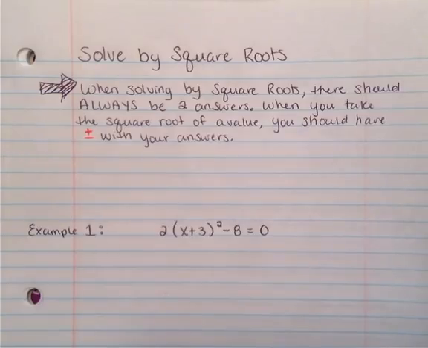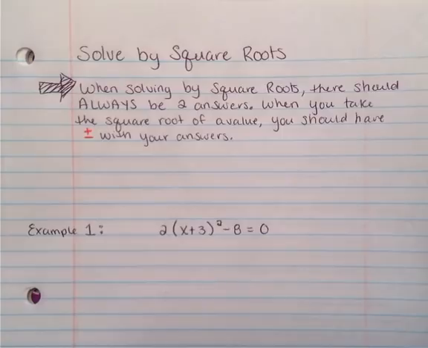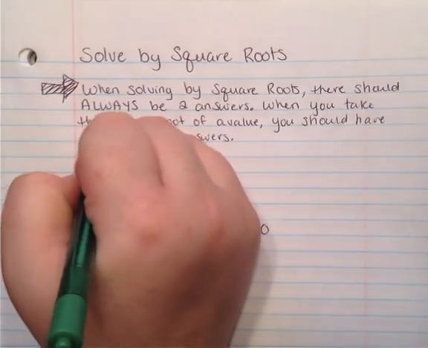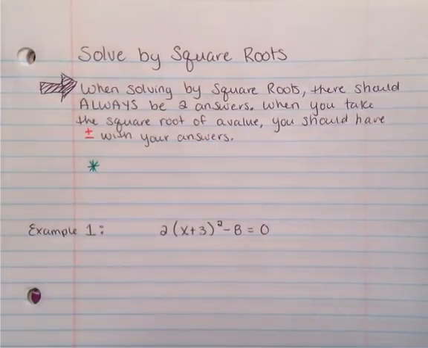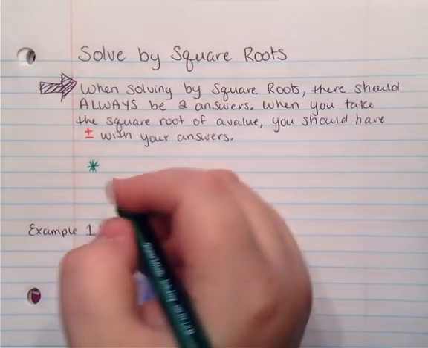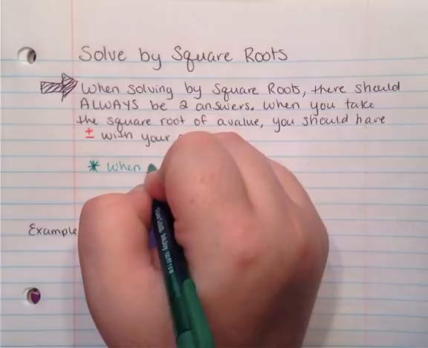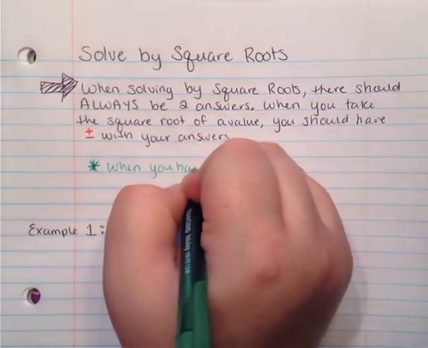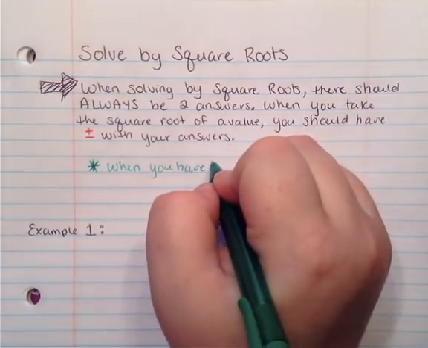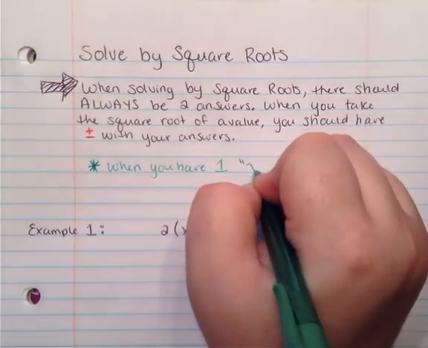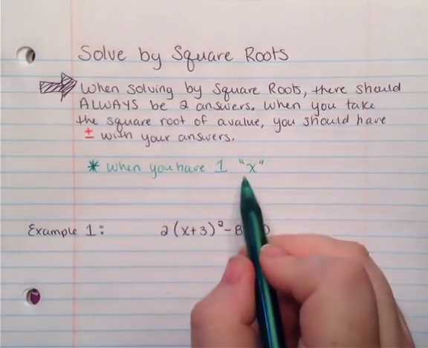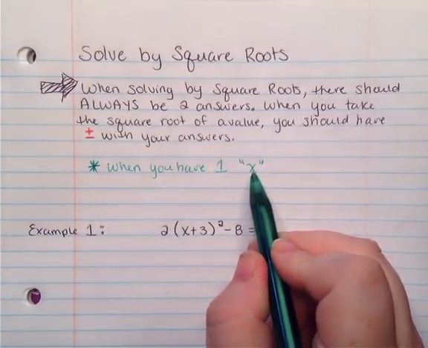What we want to do is make sure we know when to use square roots. The best way to determine if you should use square roots or another method is when you have one x in the problem. Now that means one letter x. You literally have the letter x written one time in the problem.